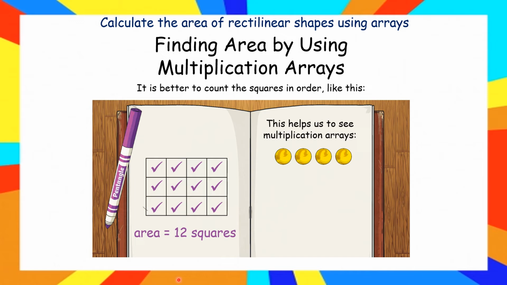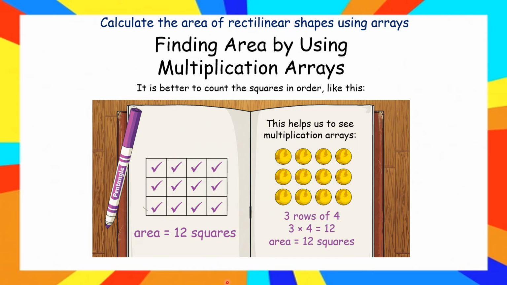This helps us to see the multiplication arrays. So we have 1, 2, 3, 4. We have 1, 2, 3, 4, 1, 2, 3, 4, and finally we have another 1, 2, 3, 4. So we have 3 rows of 4. Now 3 multiplied by 4 gives us 12. So the area is 12 squares.